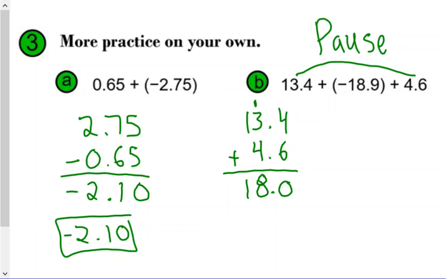So to set this up, I'm going to go 18.9 minus 18.0. Alright, we got our decimals lined up, and now we can subtract. 9 minus 0 is 9. Bring down our decimal. 8 minus 8 is 0. 1 minus 1 is 0. So we have 9/10. And because the negative 18.9 is greater than the 18, our answer is going to be a negative 0.9.